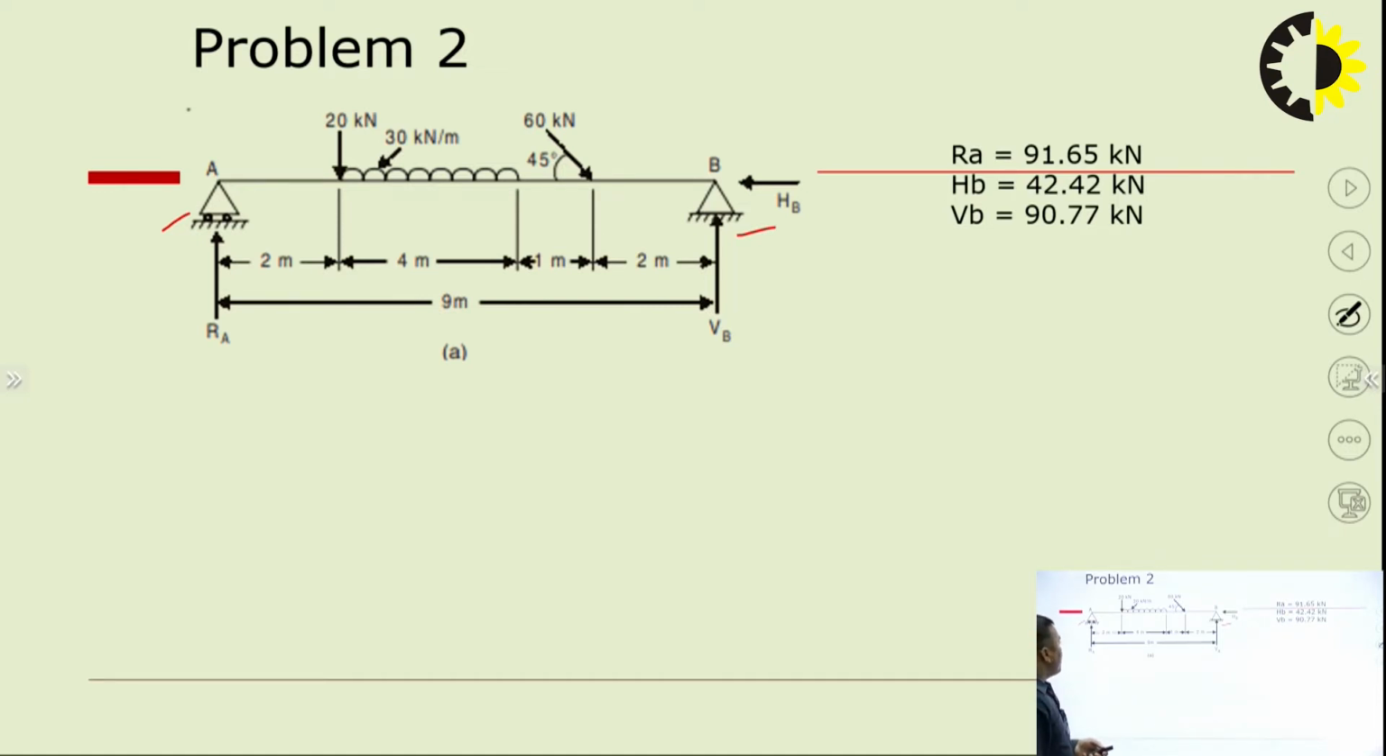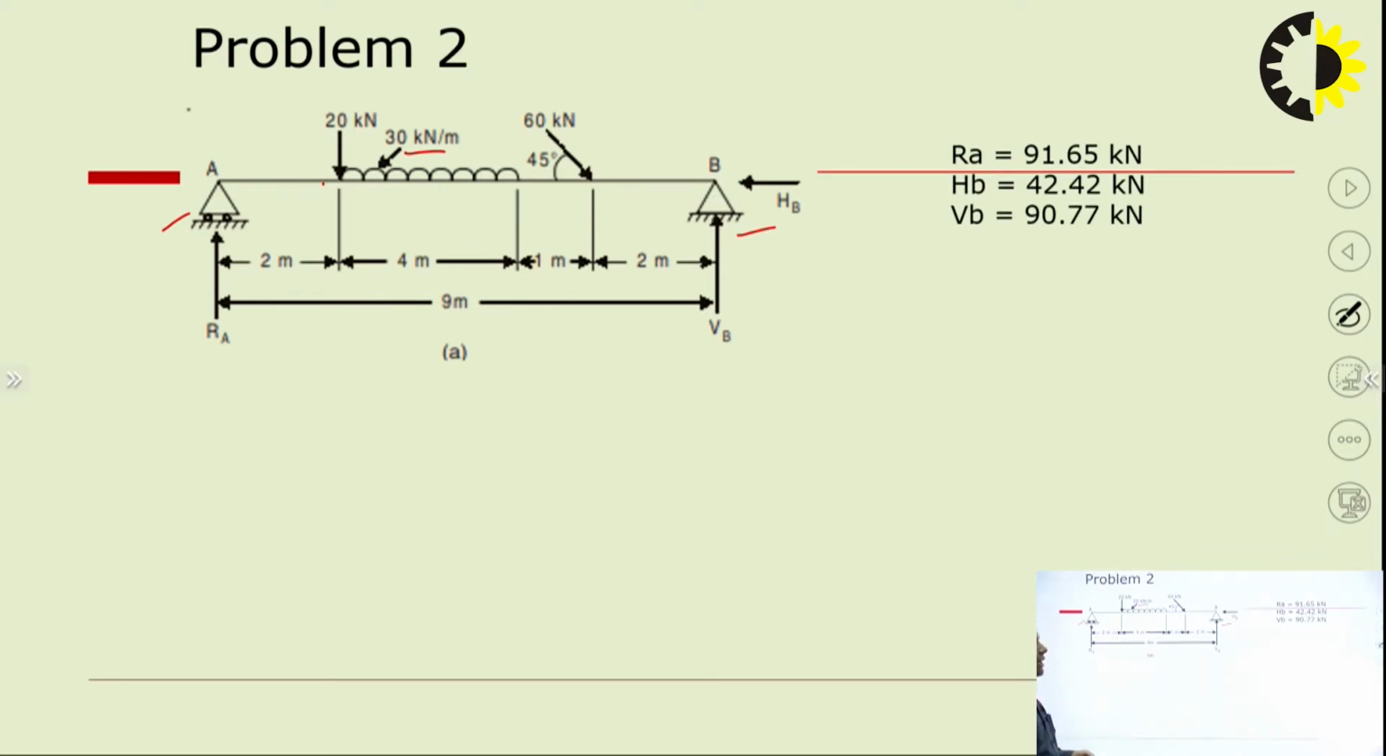What are the types of loads? At this point, there is a point load of 20 kilonewton. Then a 30 kilonewton per meter intensity UDL for a length of 4 meters. Then another inclined load, a point load of 60 kilonewton at 45 degrees. So these are the loads. The total length of the beam is 9 meters: 2 meters, 4 meters, 1 and 2. So 2, 4, 6, 1, 7, 2, 9. Okay, it is clear. Answers are already written over there.